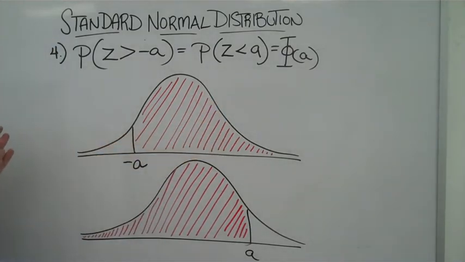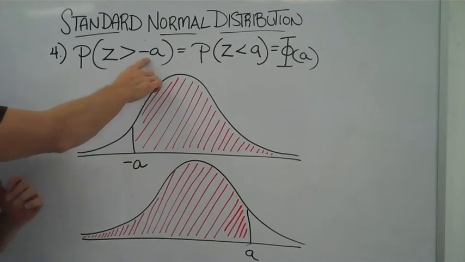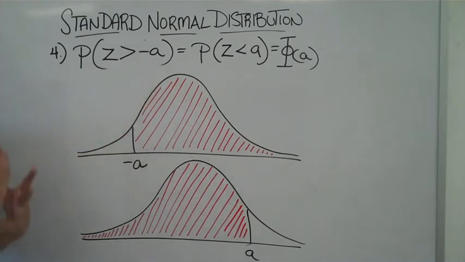Remember, when we talk about z-values, we're talking about the probability that a random variable is less than our z-value. So if we want the probability that z is greater than negative a, first, we don't have greater thans with z-values. We always have less than, and we don't have negative a's. We always have a's. So the key is to use the symmetry of the standard normal curve to figure out how to get this red area.